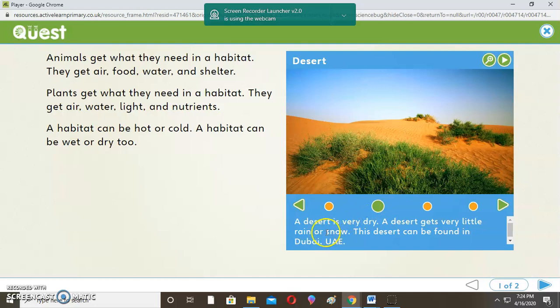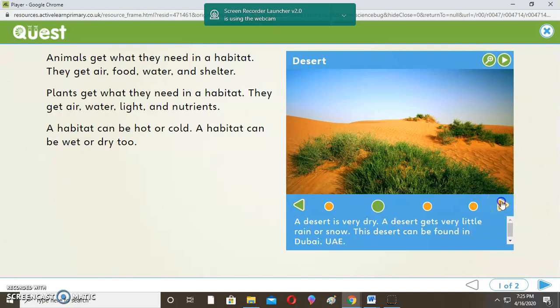Okay, so let's read about the desert. A desert is very dry. You can see the way it's dry. A desert gets very little rain or snow. So this desert can be found in Dubai. Like what I was saying, you can find plants like this one, even cactus. You can find cactus in a desert.